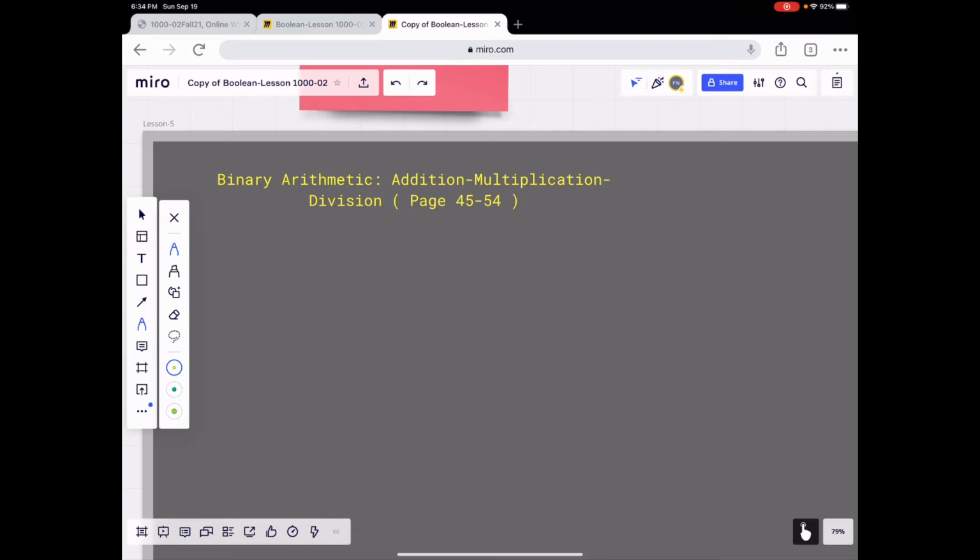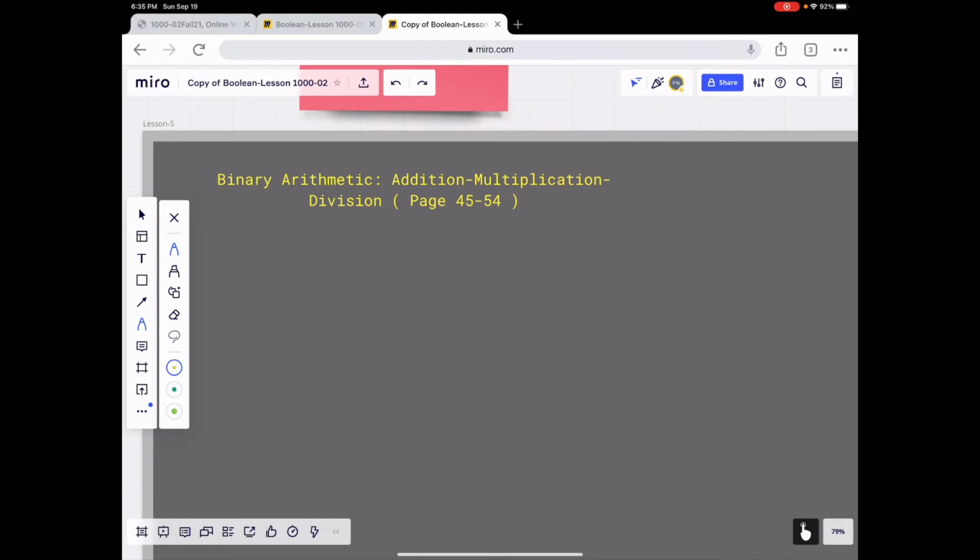Okay, first, this is lesson number 5 in your text, pages 45 to 54. After listening to this one, you're going to do the homework for this week's assignment, and I will post it on Canvas. All right, let's talk about addition of binary numbers first.